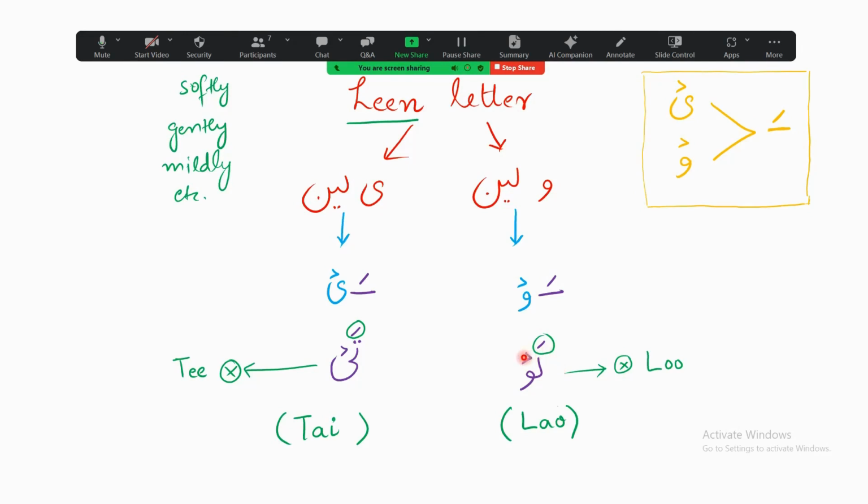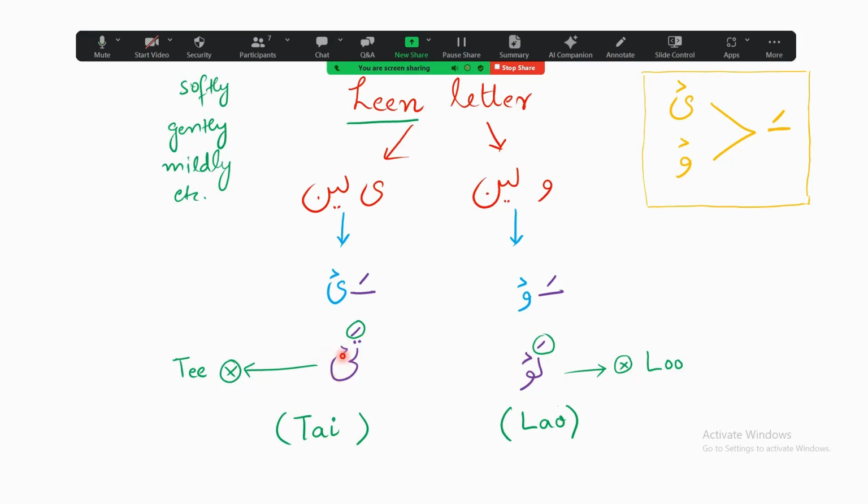From the lam sound we just move on to the waw sound and say low, low, right? We just do this. So you're not supposed to confuse this by saying this is like lu. This is not lu. There isn't any dhamma on the lam letter. So we say low.